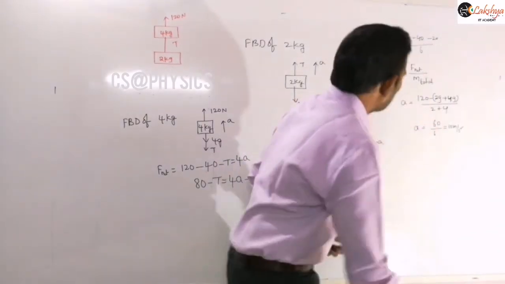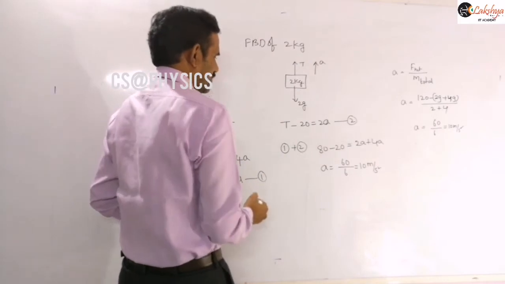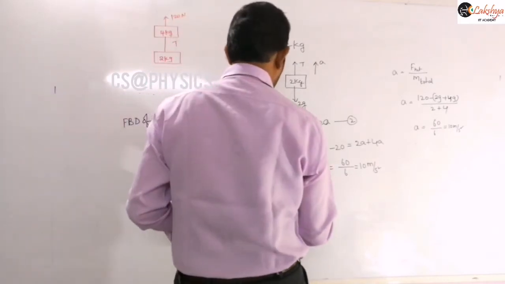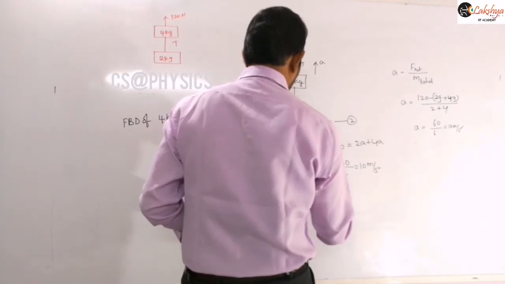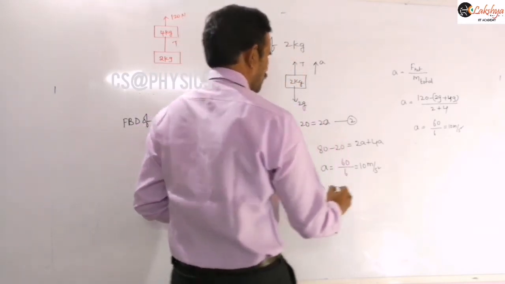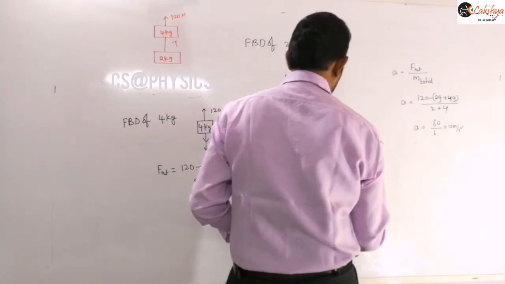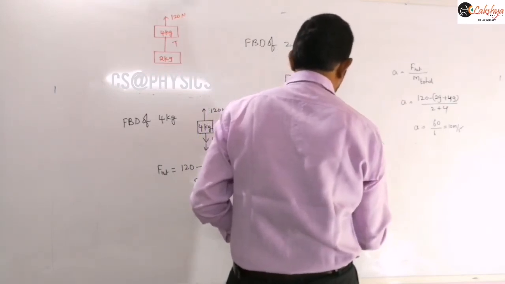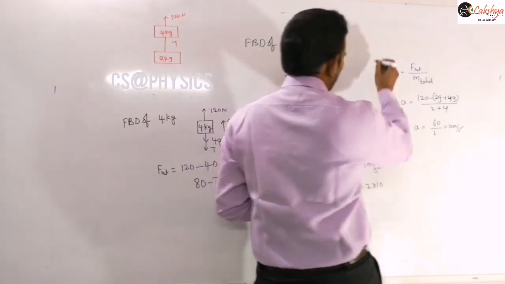And next they are asking for the tension here. So I can calculate the tension by substituting either in equation 1 or equation 2. From equation 2, the tension is equal to 20 plus 2 into A, where A is 10, which is 40 newtons. So that is the tension in the string. So this is the direct method here.